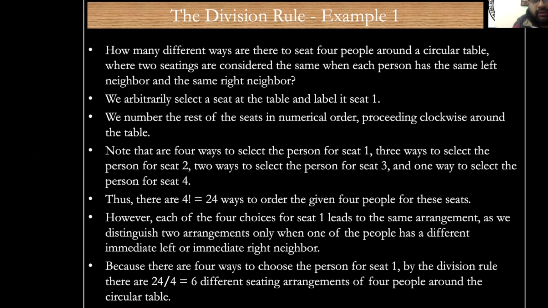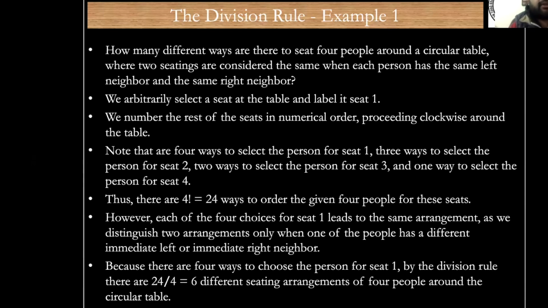Now we need to find out how many seatings are the same when each person has the same left and right neighbors. If a person is sitting on seat 1 with the same neighbors on seat 2 and seat 4, this is the same as the arrangement where the person who was sitting on seat 2 is now sitting on seat 3, and the person who was sitting on seat 4 is now sitting on seat 1. So we notice that there are 4 different options.